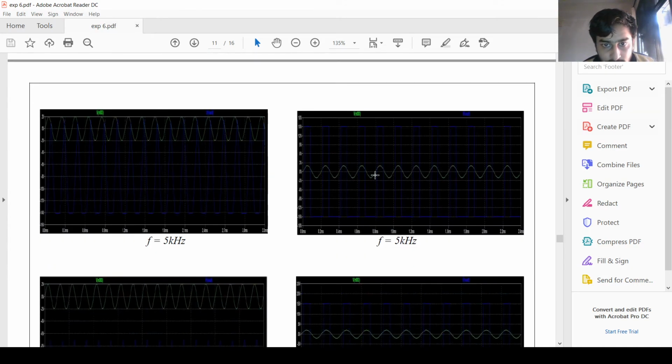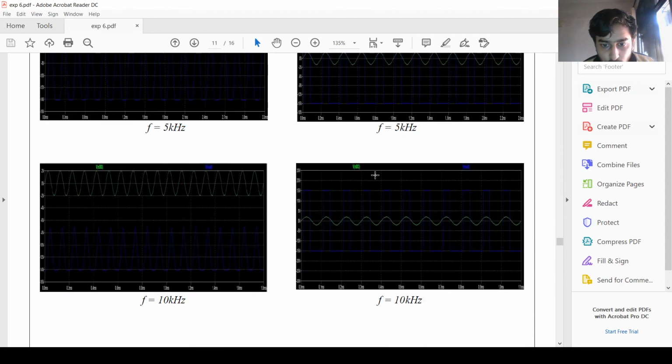So the performance of LTC6244 is much better. As you can see, at f equal to 10 kilohertz, the output waveform is completely distorted, and for the LTC6244 op-amp at f equal to 10 kilohertz, the waveform is again the same as the previous one.